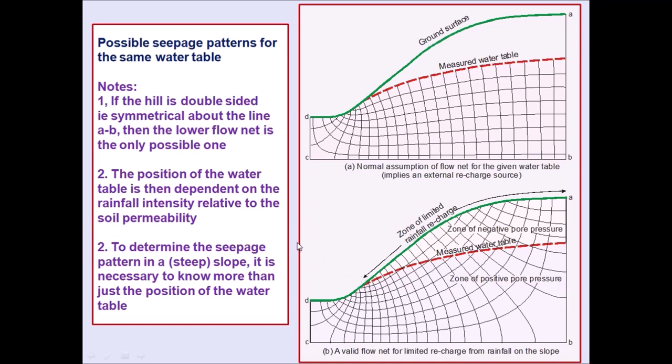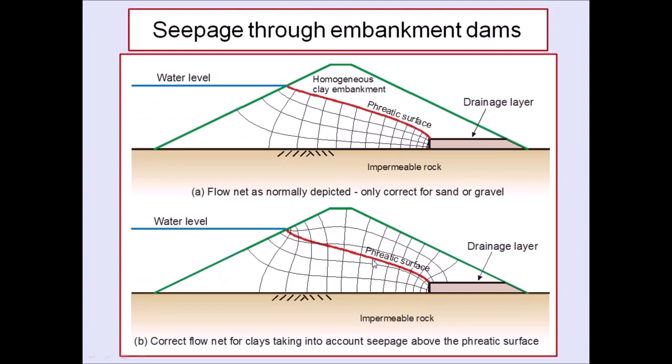So as I've said here, if the hillside is double-sided, symmetrical about the line AB, then the lower flow net is the only possible one. The position of the water table is then dependent on the rainfall intensity relative to the soil permeability. To determine the seepage pattern of a steep slope, it's actually necessary to know a bit more than just the position of the water table, simply because your pressure doesn't increase hydrostatically with depth if you've got a situation like this in a steep slope.